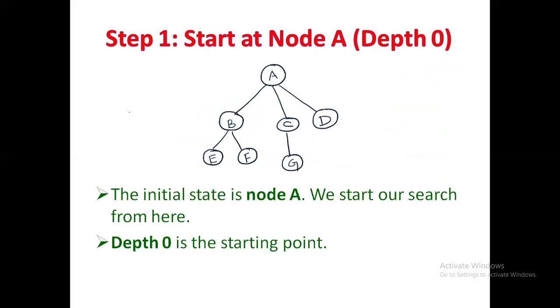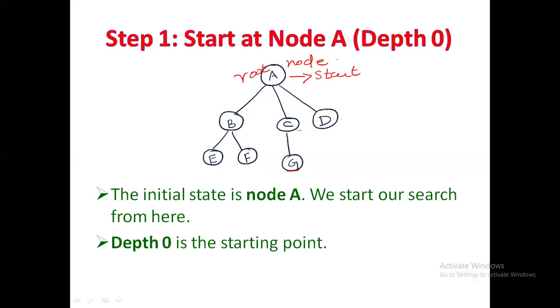First we'll see it one by one. First, start at node A, that is step 0: exploration at node A, depth 0. We are going to start the algorithm from here. At the beginning of the search, the algorithm starts at the root node. This node we are calling the root node A, which is at depth 0.